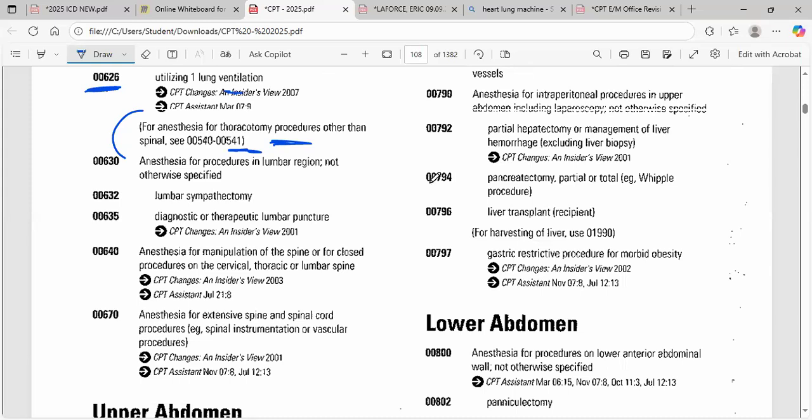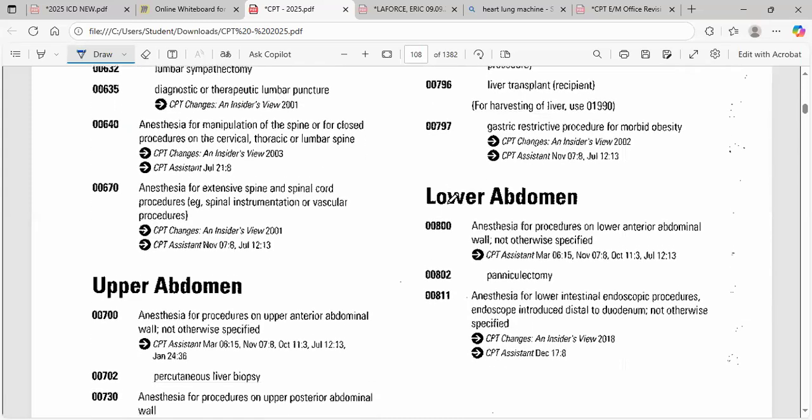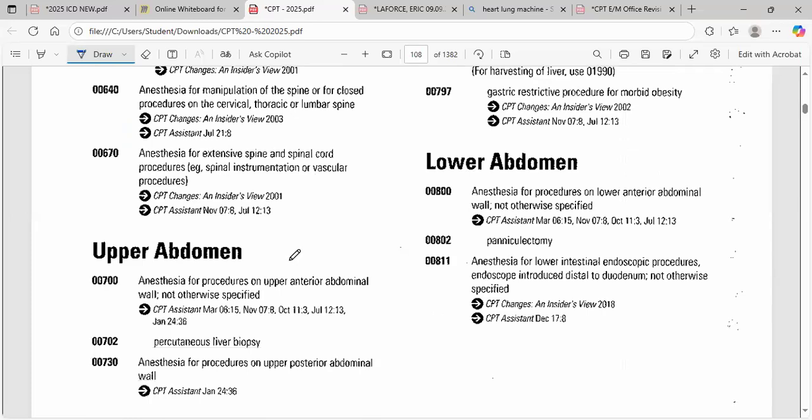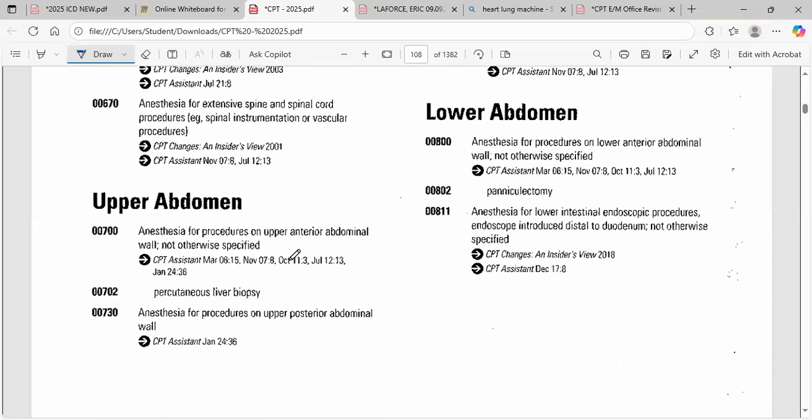Next we have... I'm going to skip a few procedures because these procedures are word to word. So I'm going to skip a few.